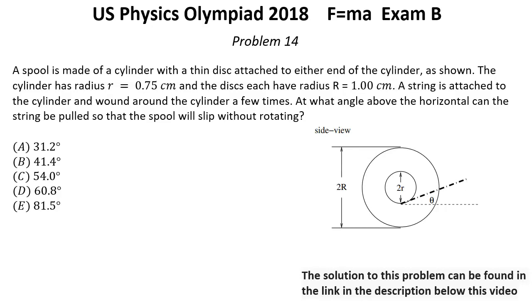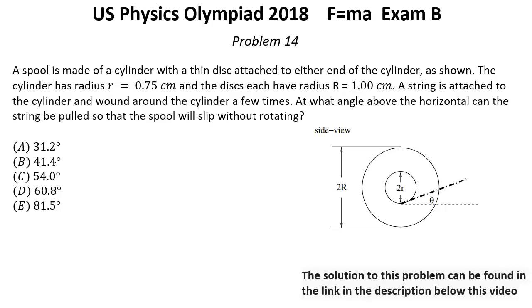Problem number 14. A spool is made of a cylinder with a thin disc attached to either end of the cylinder as shown. The cylinder has radius r equal 0.75 centimeters, and the discs each have a radius big R equal 1 centimeter. The string is attached to the cylinder and wound around the cylinder a few times. At what angle above the horizontal can the string be pulled so that the spool will slip without rotating? Solution for problem number 14.